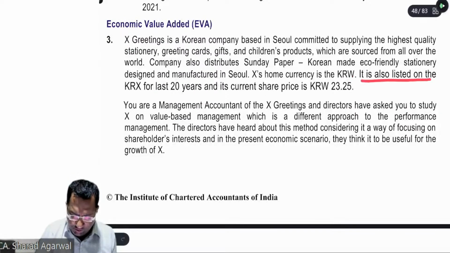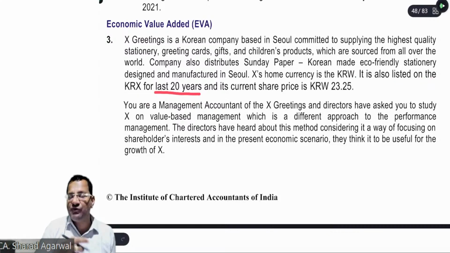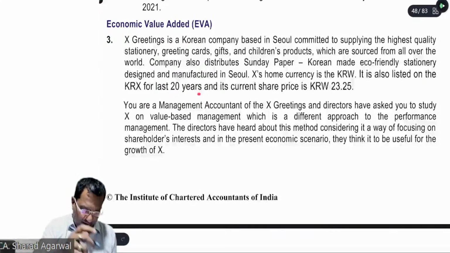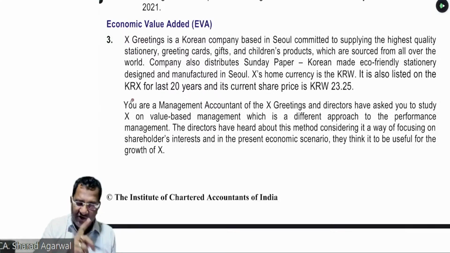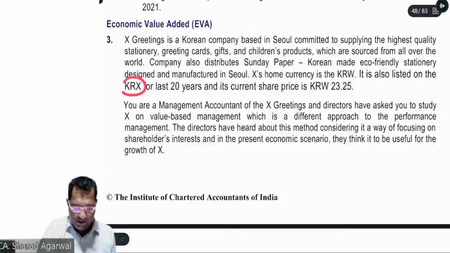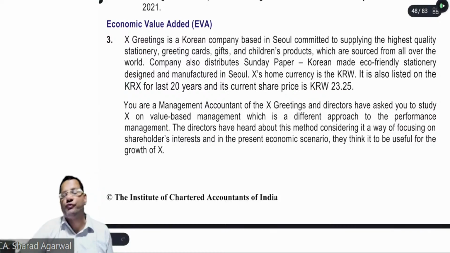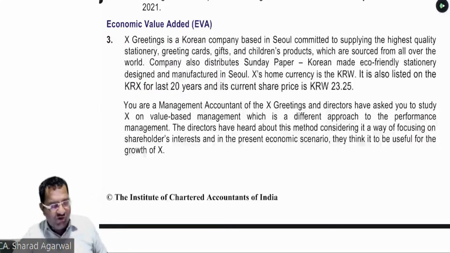It is also listed on the KRX for last 20 years. जैसे अपने निफ्टी होता है, सेंसेक्स होता है. In South Korea, might be the name of the Sensex is KRX. So company is listed in the Sensex of Korea for last 20 years, and its current share price is KRW 23.25. I already told you, beta, it's a combination of financial management and economic value added question.